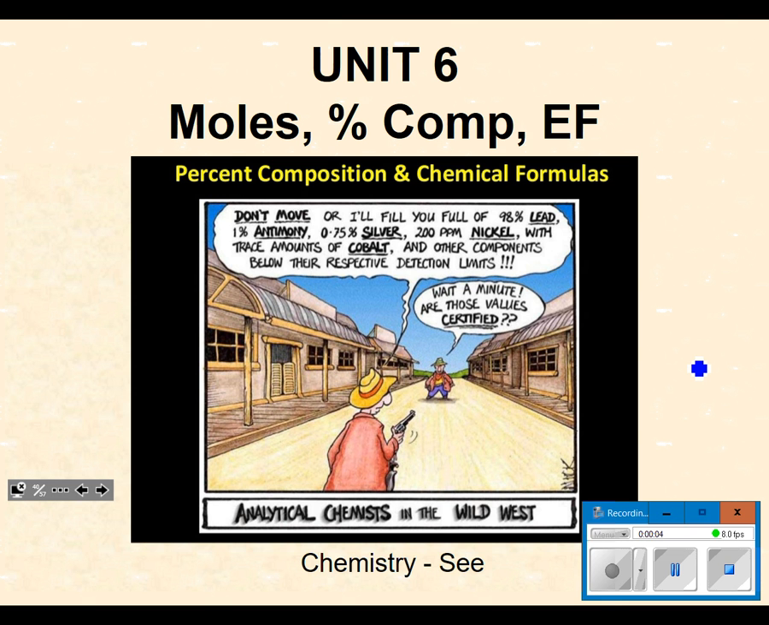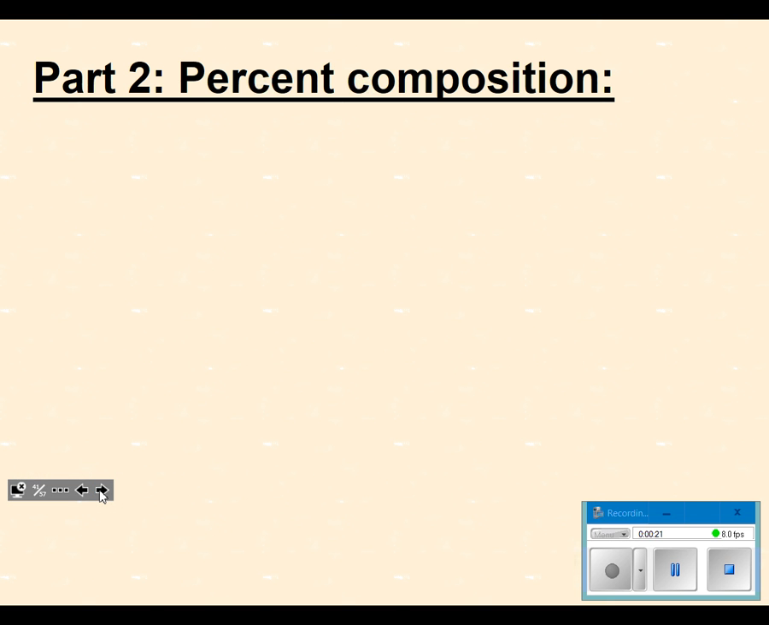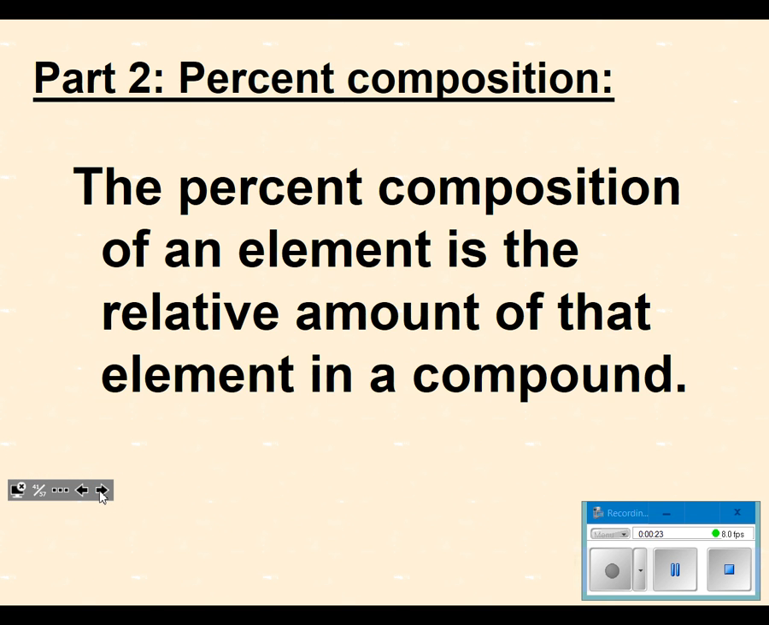Right, these are the part 2 notes for Unit 6, which is regarding mole conversions, percent composition, and empirical and molecular formulas. So this part is specifically about percent composition. So part 2, percent composition, what is it?